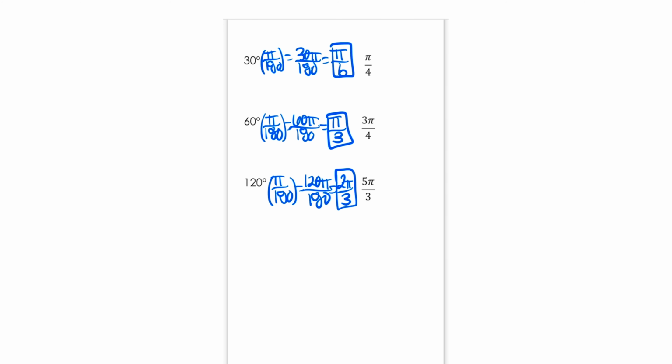Now I want to add one more example, which is 315 degrees. If we multiply that by pi over 180, we end up with 315 pi over 180, and that reduces to 7 pi over 4, which is an improper fraction, but that's okay. Radians are written as an improper fraction, so we can leave it just like that.